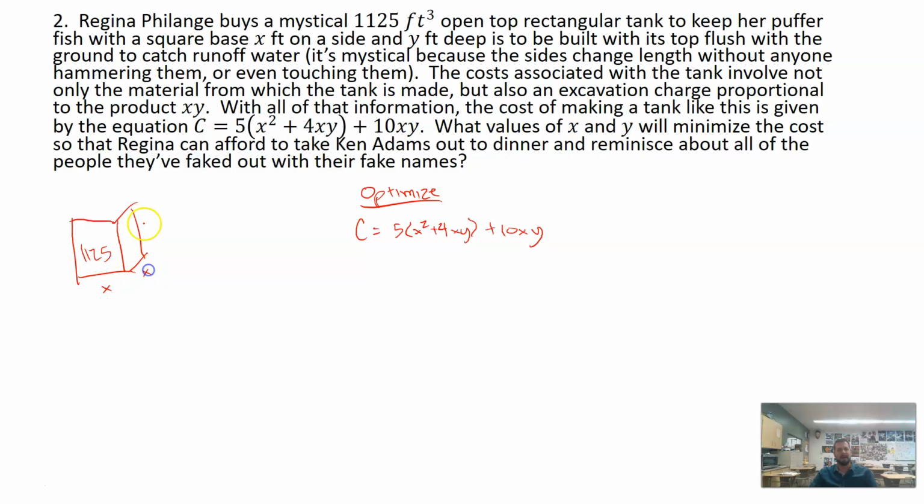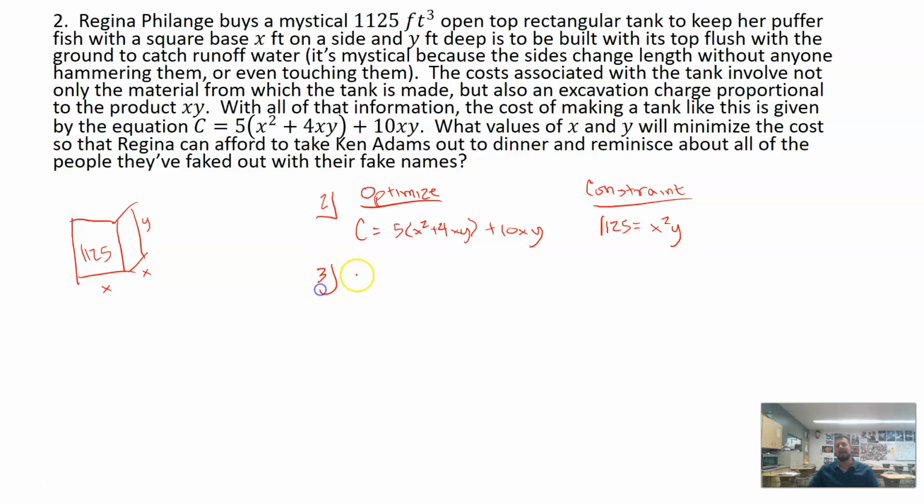I've got a square base and it's y tall. So my constraint equation in this problem is going to be that the volume, 1125, is equal to x squared times y. So that is my constraint equation in this problem. So there's step 1 and 2.